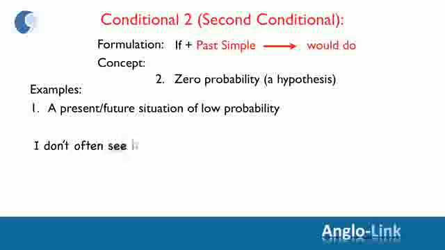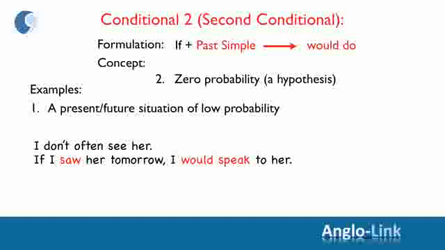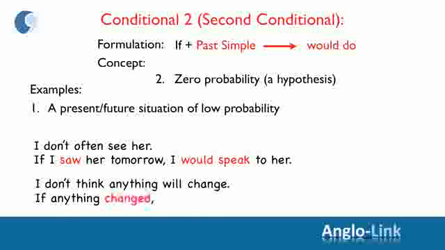For example, I don't often see her, so it's not very probable that I will see her tomorrow, but if I saw her tomorrow, I would speak to her. Second example, I don't think anything will change. There is a very low probability of change. But if anything changed, we would let you know.